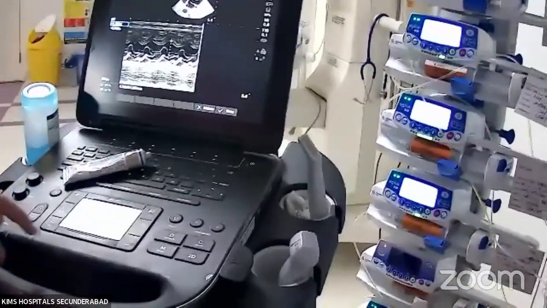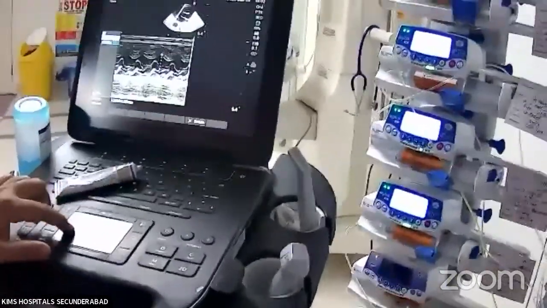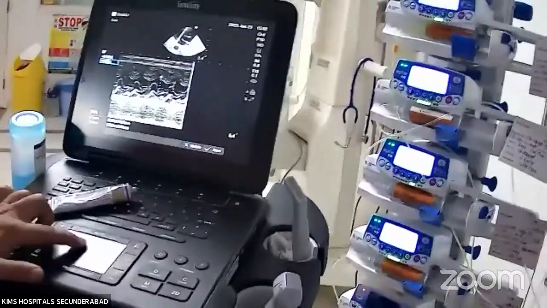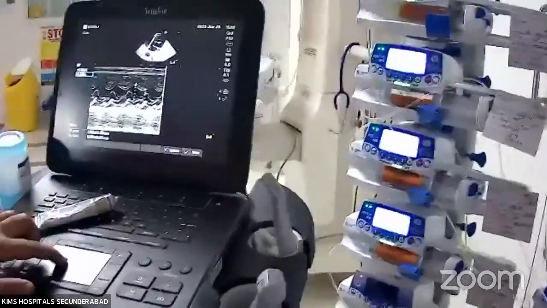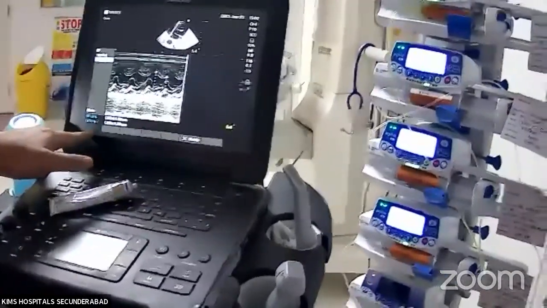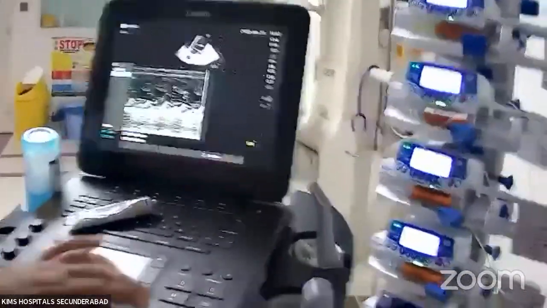Okay, this is save. So to save, and then LVIDS, then select this, save. So you see EF is coming 60 and FS is 61. So this is how you are able to see. So this is M mode, and the pressure gradient we do.